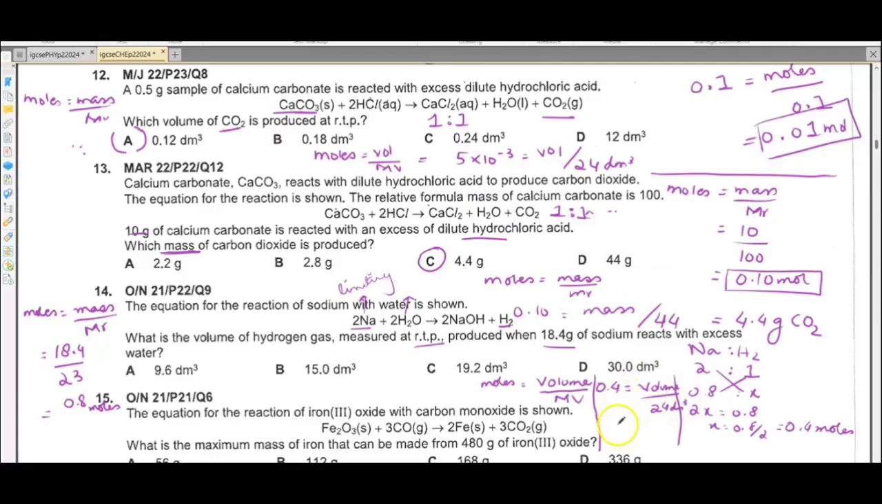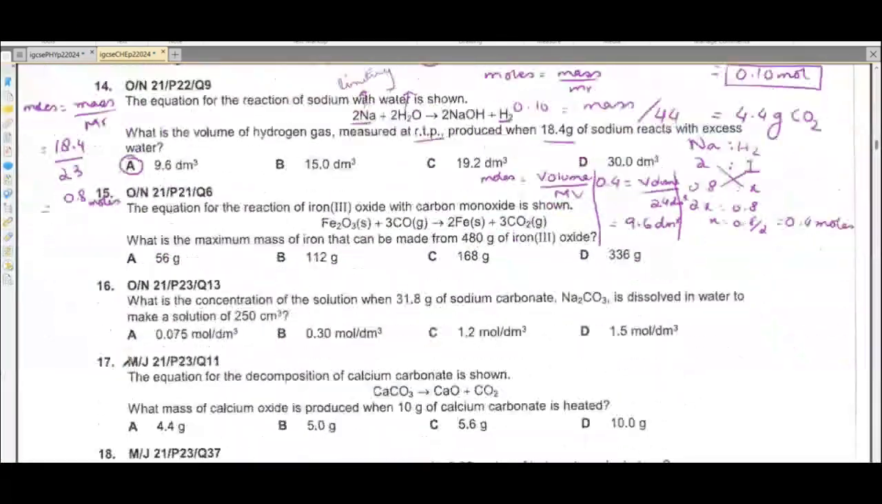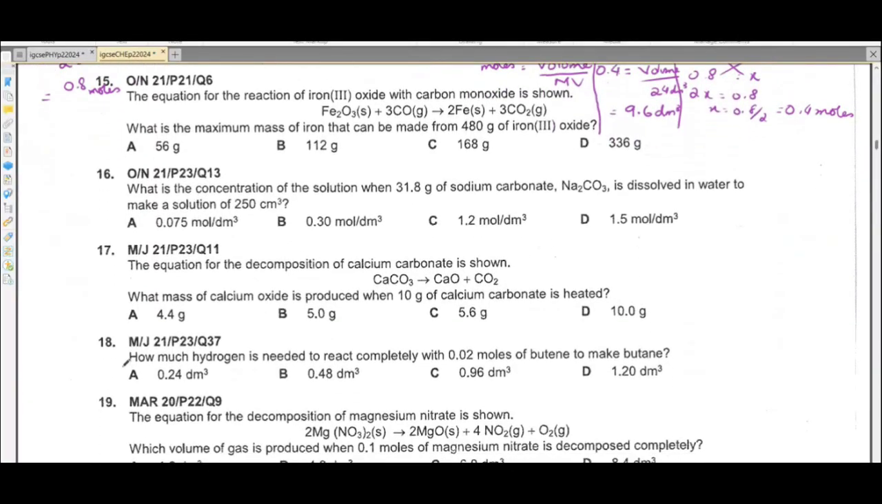So 24 into 0.4 is going to give you 9.6 decimeter cubes of hydrogen at RTP, which is room temperature and pressure. So A is going to be our correct answer. Okay. Moving on to question number 15.